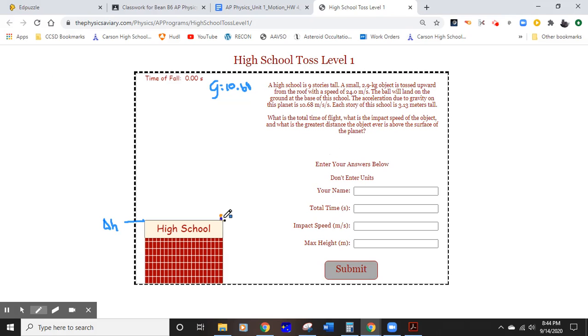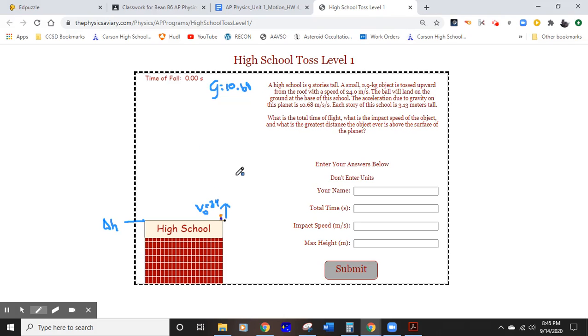And v naught, the initial speed. I'm going to draw a vector like this here. The initial speed v naught right here is, in this case, 24 meters per second. So I'll put down here 24 meters per second, going upwards.